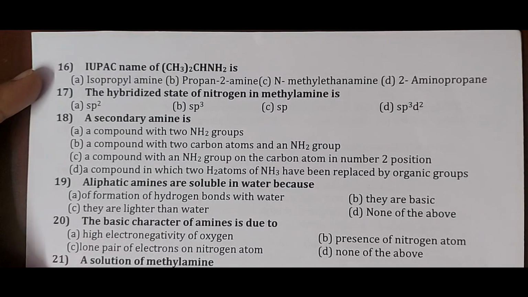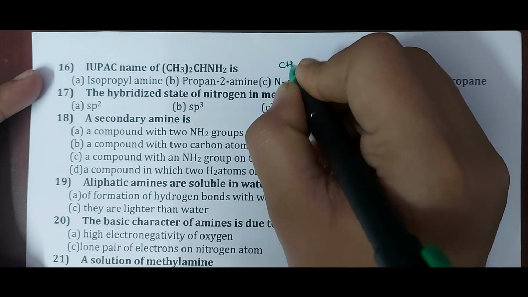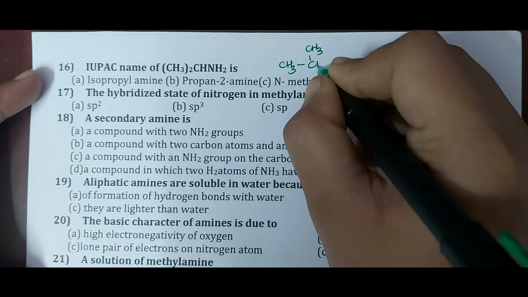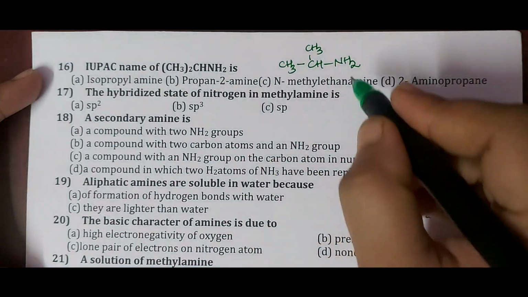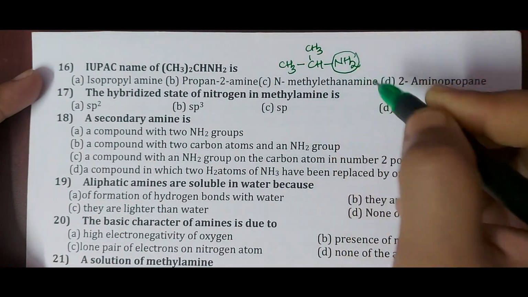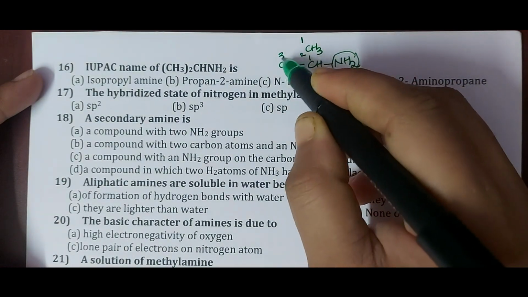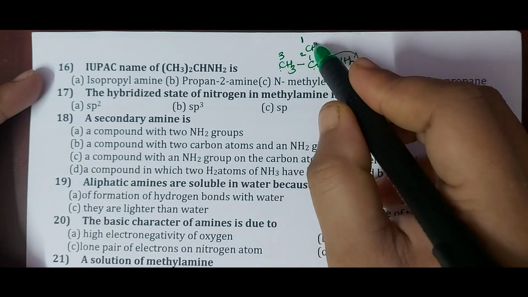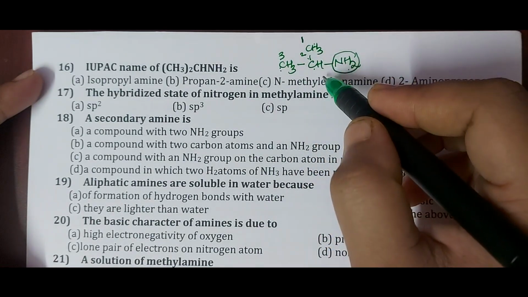So question number 16. IUPAC name of CH3 twice CHNH2 is. So more properly if we write the structure, it would be CH3, CH3, CHNH2. According to the IUPAC rules, this is your functional group. It should get the lowest position. So when we number the carbon chain in any direction, you get only 3 carbon atoms, 1, 2, 3. Other way also you would get 1, 2, 3. The functional group is on the second carbon atom. There is no substituent attached, so no prefix.